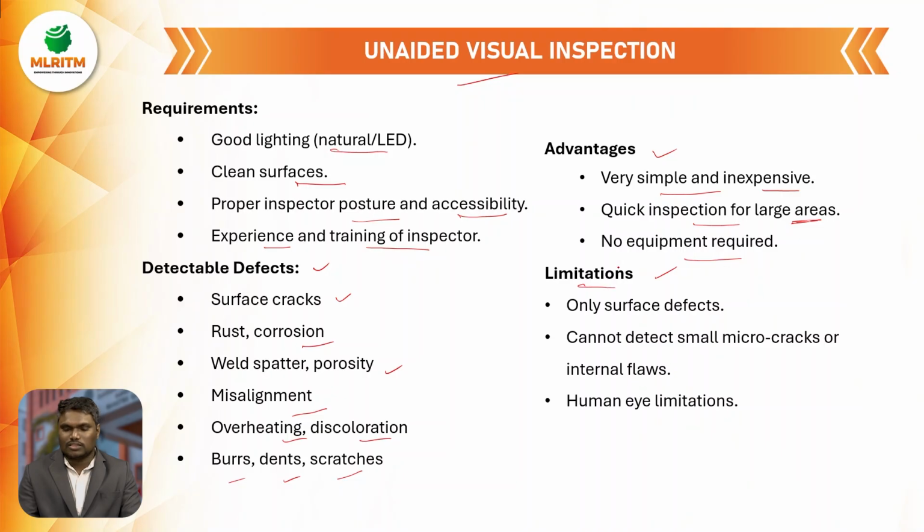Some limitations are also there for unaided visual inspection. Only surface defects can be found out, right? Defects in the depth of the surface cannot be detected by visual inspection. We should use some of the LPT and MPT methods. There are different NDT methods, and using special methods, in-depth defects can be found out. Visual inspection finds only surface defects, but not in the depth.